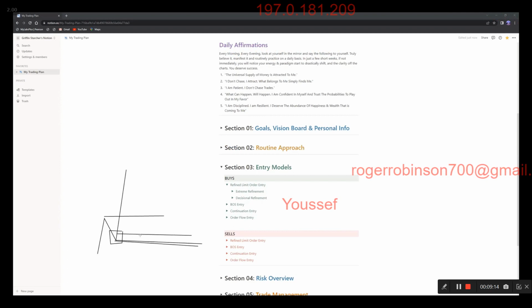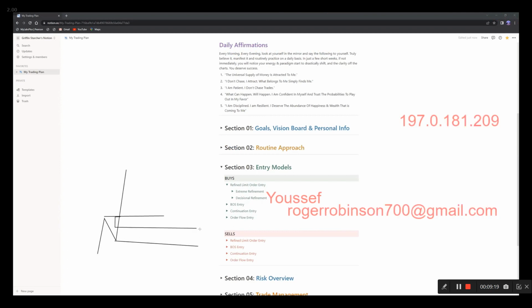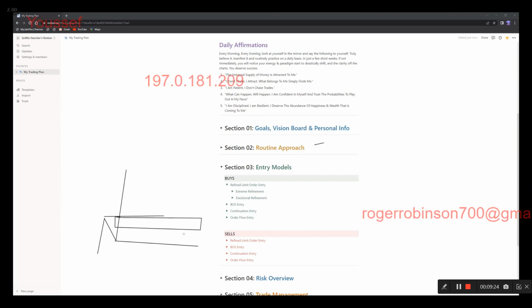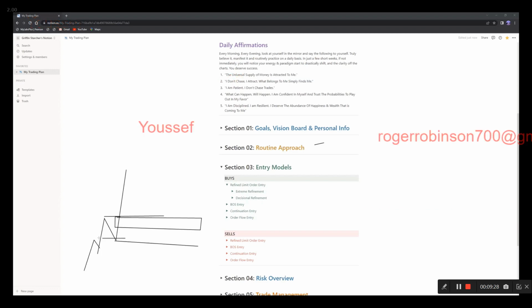If you're going to make a decisional refinement, you're going to do the same thing. You're still going to have your higher time frame order block, but a decisional refinement is typically going to be somewhere right here. You want to make a note of why you would choose the decisional over extreme, and it's mentioned right here, as we just went over. How do you know which one? If the extreme is lying on liquidity, choose a decisional. If the extreme is following some form of order flow, choose the extreme.